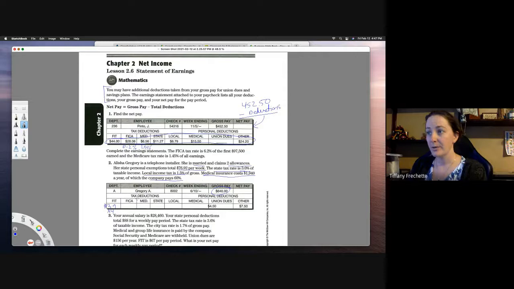FICA, remember that's Social Security. We're going to take this 640 and multiply by 6.2%, and that's what goes in here. We have to make sure that we're not over the $97,500 for the year. Once you get above this amount for your earnings, you don't pay Social Security anymore. So you want to make sure you're not above that amount.